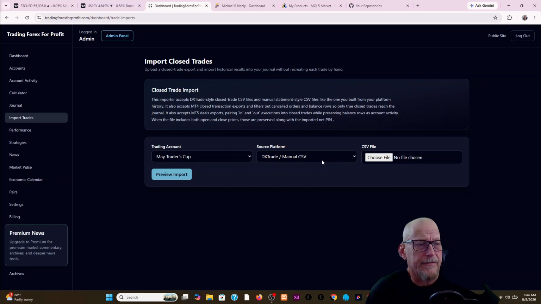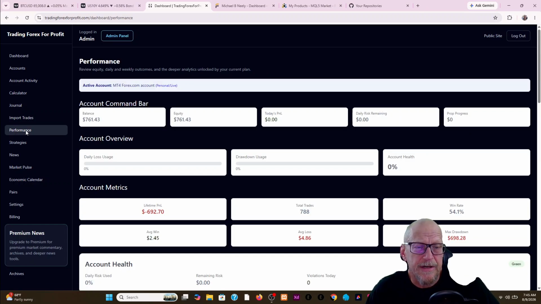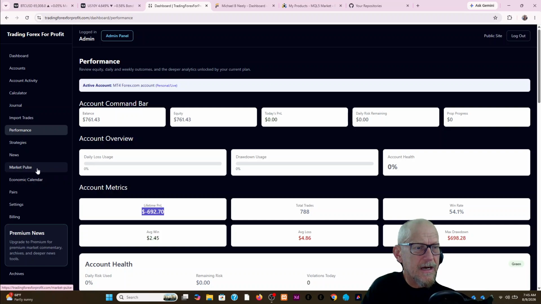I'll put out a video on this one day, as soon as I get some time, on how to set up the CSVs. And it's super easy, believe it or not. Then you can check out your account, your trading performance right here. So you can see mine's not all that great. Those numbers have changed a little bit more. It's actually not that bad anymore. I had a really good week last week.